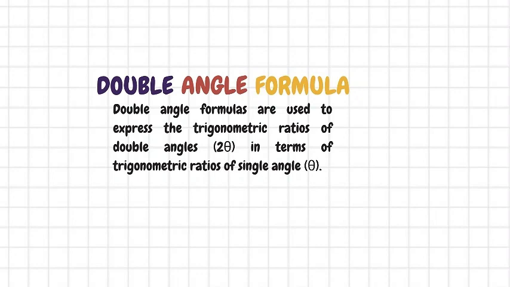Double angle formulas are used to express the trigonometric ratios of double angles in terms of trigonometric ratios of single angles. The double angle formulas are special cases of the sum formulas of trigonometry, where they are derived from. Now, let us recall the sum formulas of trigonometry of sine, cosine, and tangent.